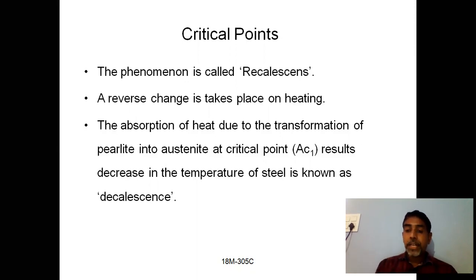In the reverse direction, that is when you go for the heating, at the critical temperature Ac1, what is happening? Your pearlite is converted into austenite. At this point, the temperature is decreasing. Because of that, some dullness will be observed in the steel. That phenomenon is known as decoalescence. Okay, so you should understand these two phenomena.